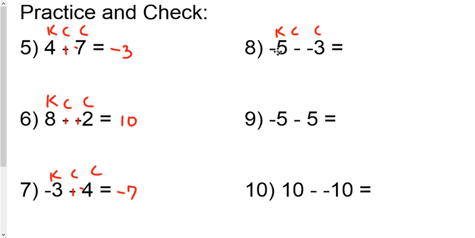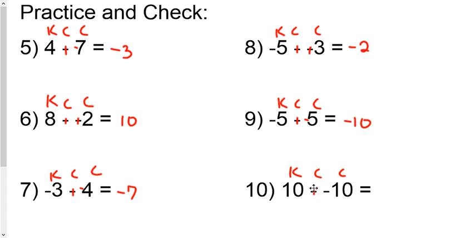Here's a different one. Keep, change, change. -5 stays the same. Change the subtraction to addition. Change this to a positive. And now we have -5 plus 3 equals -2. This is all that we do because it's subtraction. Remember, don't do this for an addition problem. You don't change the addition problem. What we're doing is actually just using this to change the subtraction into an addition problem. So -5 stays the same. That goes to addition. This goes to negative. Hey, it's -10.